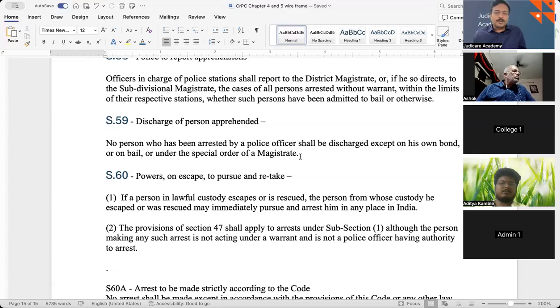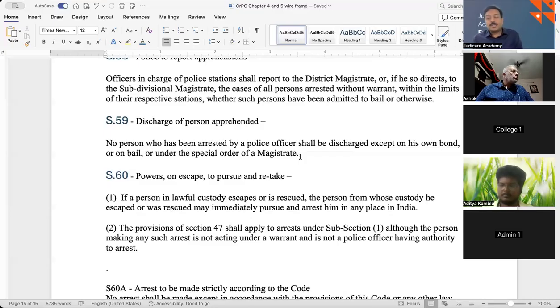And the provisions of section 47 shall apply to arrest under subsection 1. I said you have to remember section 47. This is where you can open doors or windows, or you can take help of the owner of the building, the police officer, and they can make an arrest. So they have the authority to pursue that person across India. And application of section 47 is also applicable in due course if it is required to search and fetch that person from some premises.